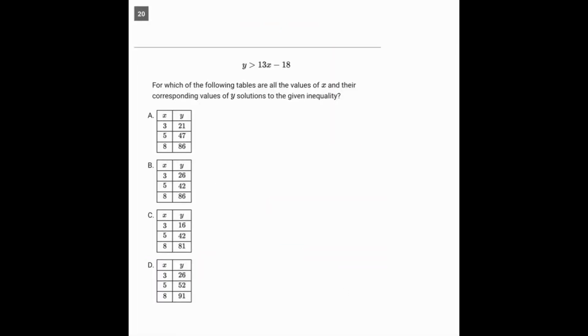Now going over to question 20. Here we have an inequality. y is greater than 13x minus 18. One way to make sense of this is to just think about the line y equals 13x minus 18. Well, that's a y equals mx plus b. So our slope is 13, which, by the way, is 13 over 1. So from a rise over run standpoint, it means you'll be rising 13 and running 1. And the y-intercept, the b, well, that's -18.